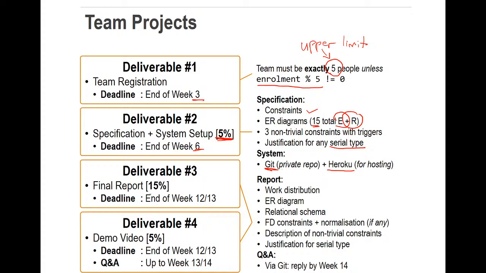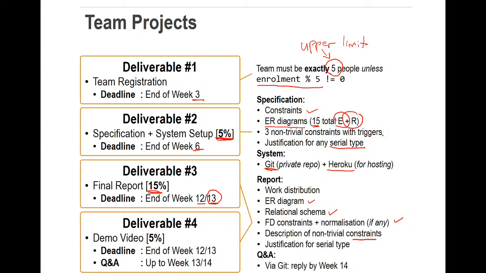The third deliverable will be the final report, which carries 15%. It will be at the end of week 12 or 13. If you need more time, then we will go with week 13. Right, and the report should have your work distribution, so which person does what, the ER diagram, which you should have already done before, the relational schema, which is the SQL on how you create it, the functional dependency constraints and discussion on the normalization, if any. Also, the description of the non-trivial constraints, like I said at the top.